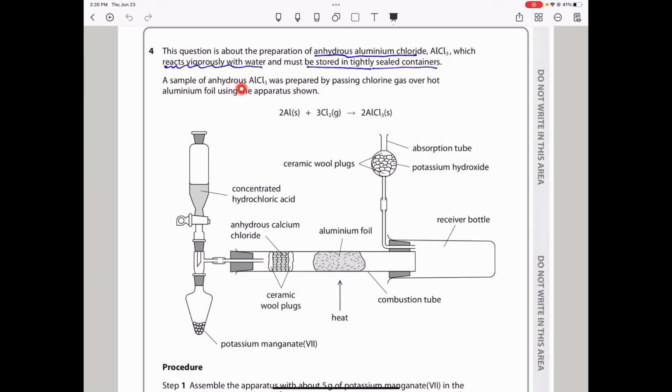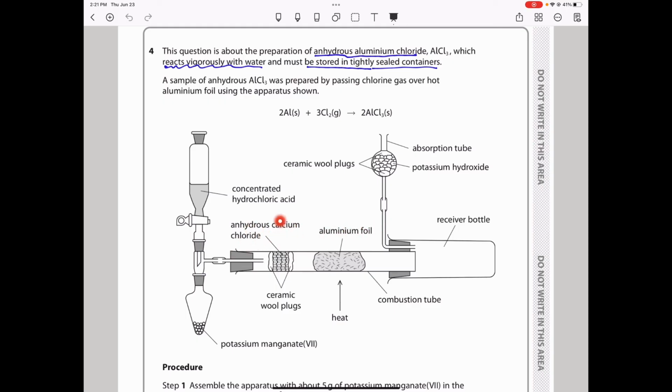A sample of anhydrous aluminium chloride was prepared by passing chlorine gas over hot aluminium foil using the apparatus shown. So we can see this is the reaction. Aluminium solid reacts with chlorine gas, giving us aluminium chloride, which is going to be a solid. In this setup, we can see there is potassium manganate 7 here, and then we can see this is concentrated hydrochloric acid. The two are reacting, and then anhydrous calcium chloride. So we see there is aluminium foil.